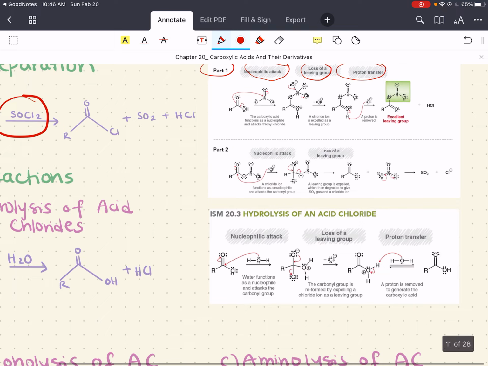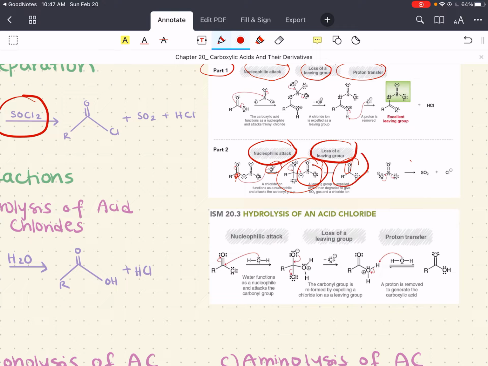Now, part 2 of the mechanism is a typical nucleophilic acyl substitution, all right? It's accomplished in 2 steps, nucleophilic attack and loss of leaving group, as we have seen before. And so we can have this chlorine group attack our electrophilic carbon. We form this tetrahedral intermediate. Then we reform our double bond and we lose a leaving group, which is the leaving group that we formed in our first part, and as such we form our product, which is our acid chloride.